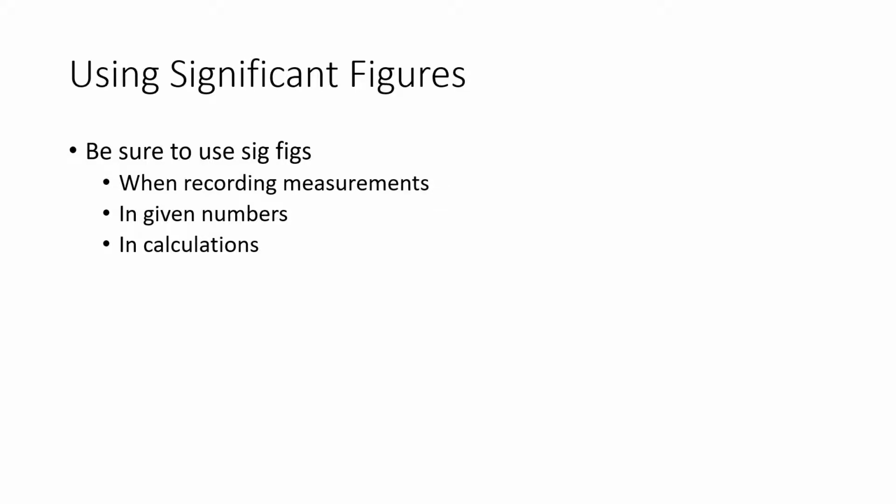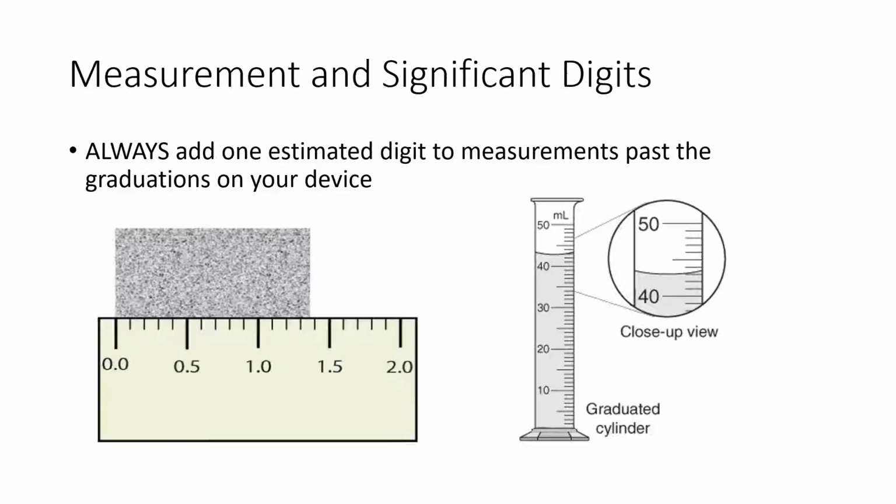This video is going to review the use of Sig Figs. This is going to be a major point in AP, and you always need to make sure to use these. Be sure to use Sig Figs whenever you're recording measurements. If you're giving a number, make sure that it has the proper number of Sig Figs. And anytime you're doing calculations, make sure to record your answer in the correct number of Sig Figs.